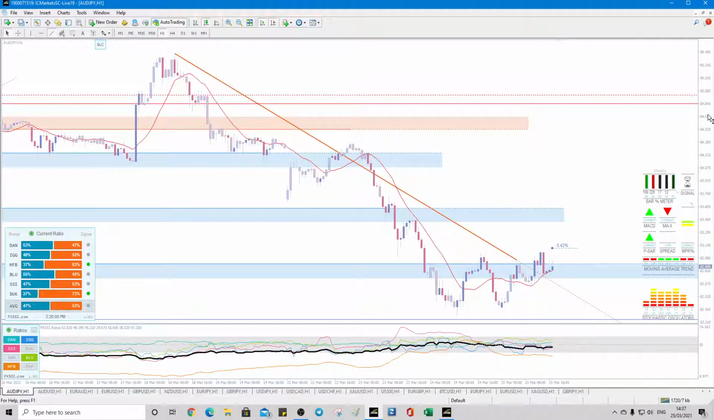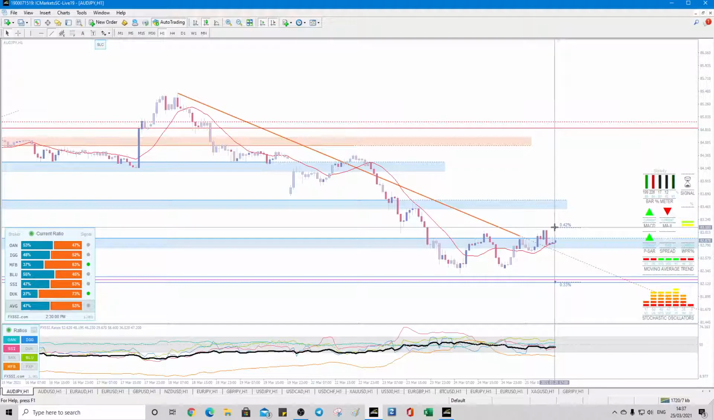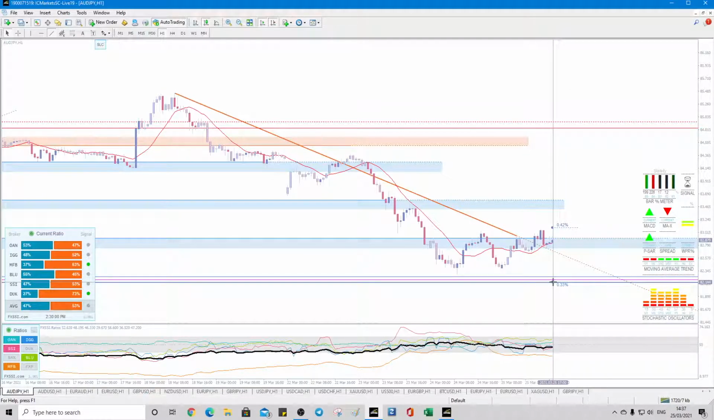AJ: 83.10, 82.14. There's your monthly pivot. So we've got support from that. We're technically a buy. We're a buy here. The signal's saying to wait.